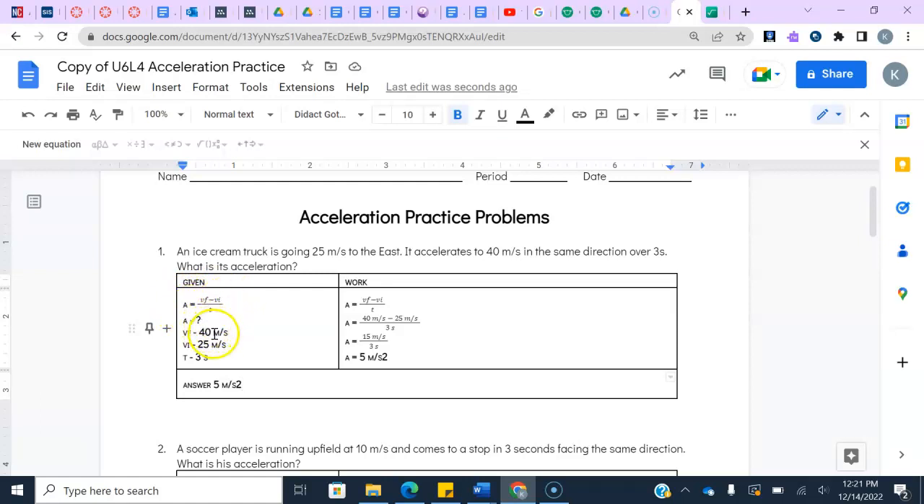Step 2, you're going to identify your variables. So what's your final velocity? What's your initial velocity? What's your time? What's your acceleration? Remember, you'll be given 3 of these values and asked to solve for one of the variables. Okay, so then once you can do that, you just plug and chug into the formula.